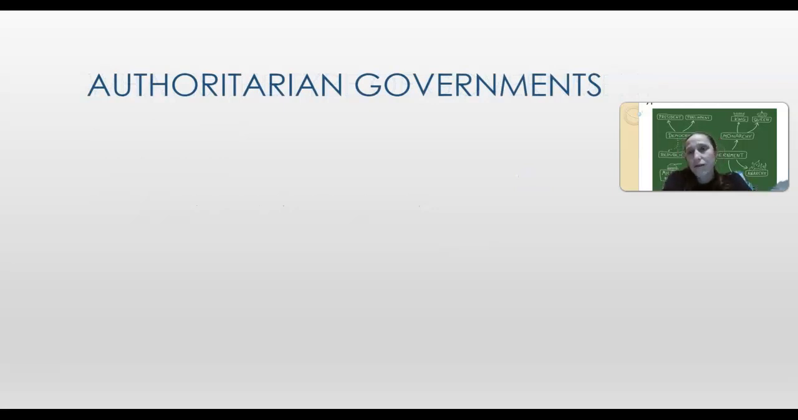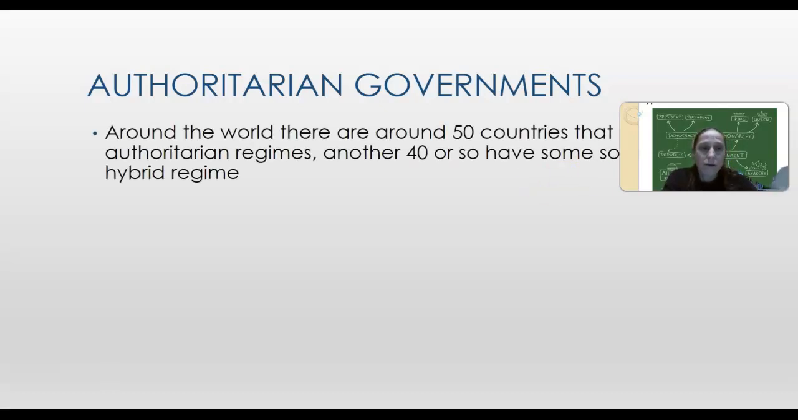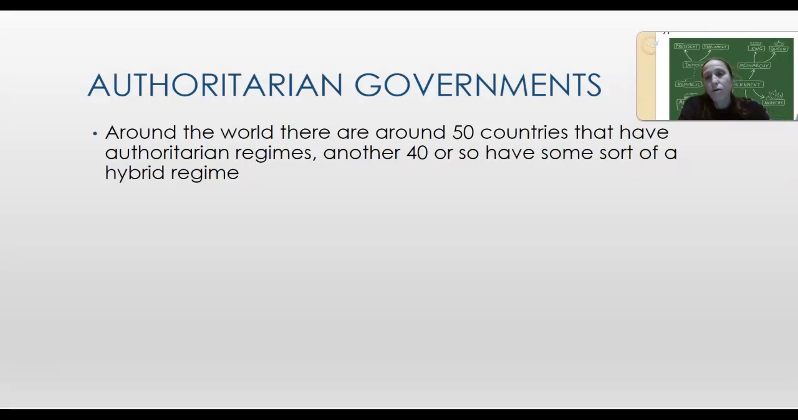Roughly speaking, we can divide types of governments into authoritarian governments and then democracies or some sort of republics. And we'll get to talk about those a little bit later, but let's start by thinking a little bit about authoritarian governments. Those are governments that are non-democracies. People who live there do not enjoy freedoms and a lot of the civil and political rights that we take for granted.